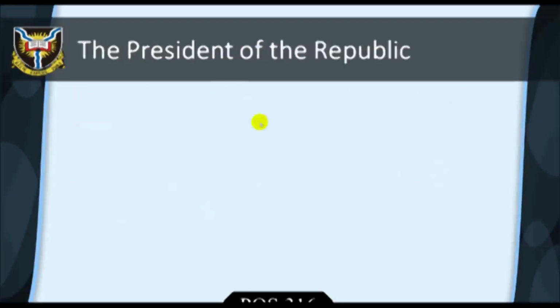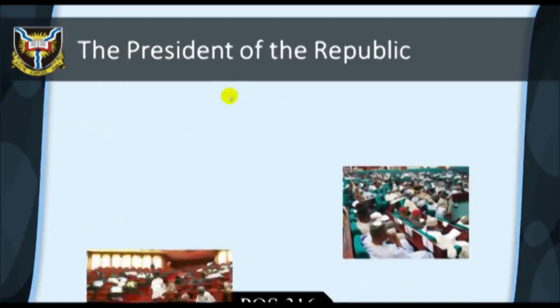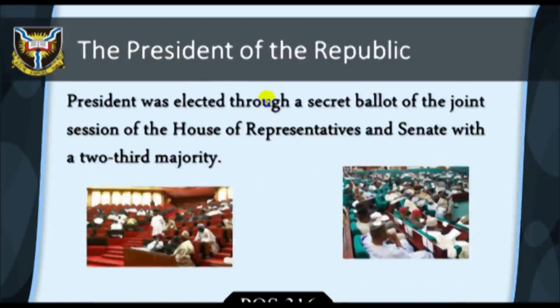To be eligible to occupy the position, the candidate has to satisfy the following conditions. 1. He must be a Nigerian who has attained the age of 40. 2. He should be a member of the House of Representatives who has won an election in the joint session of both houses of federal parliament. 3. He must have no criminal record. 4. He must not be indebted or bankrupt, and so on.